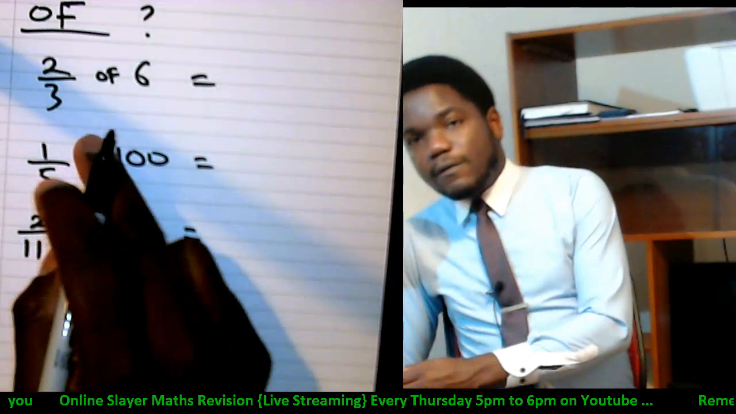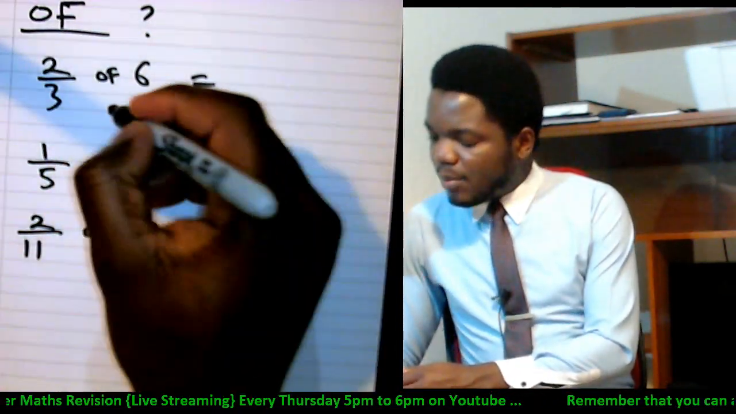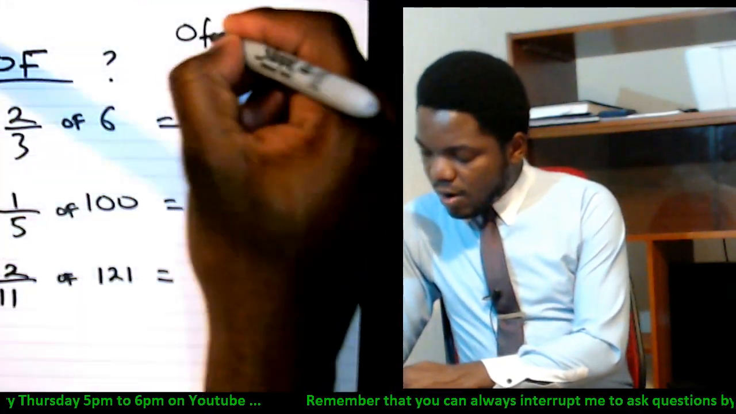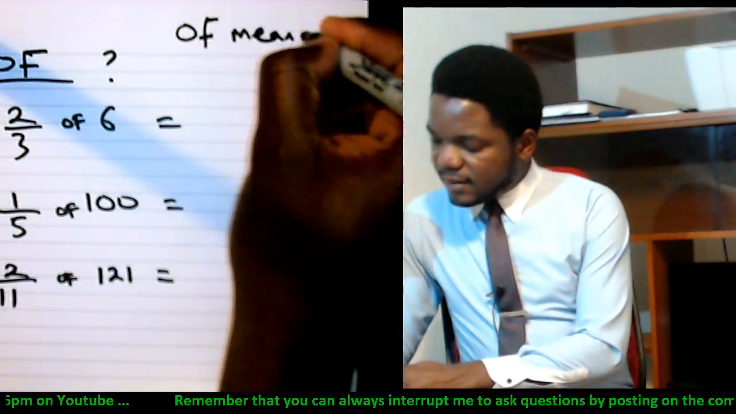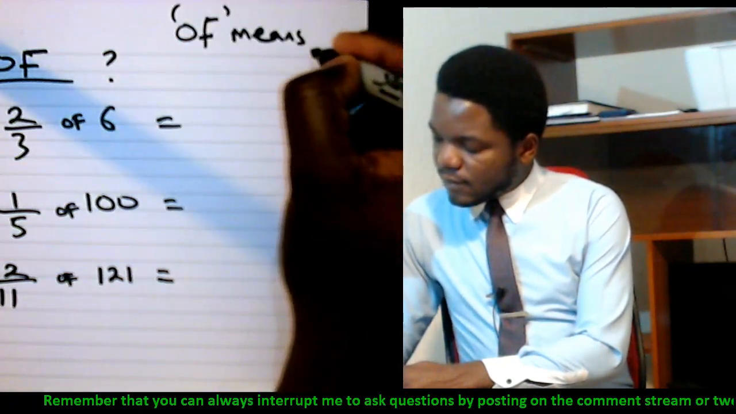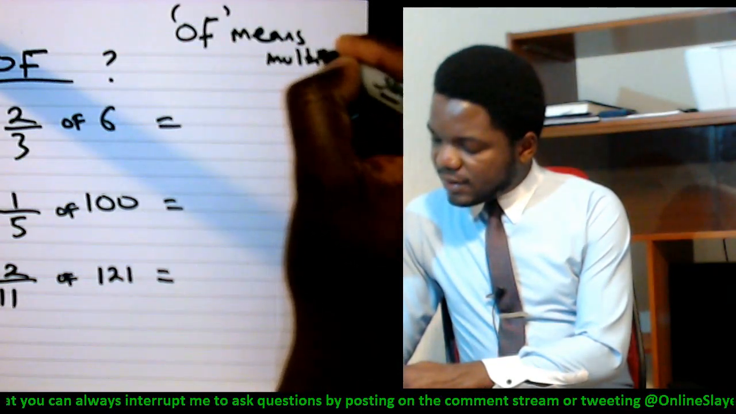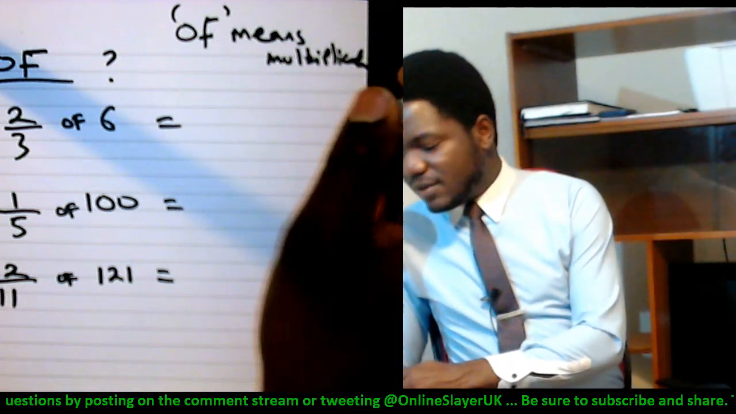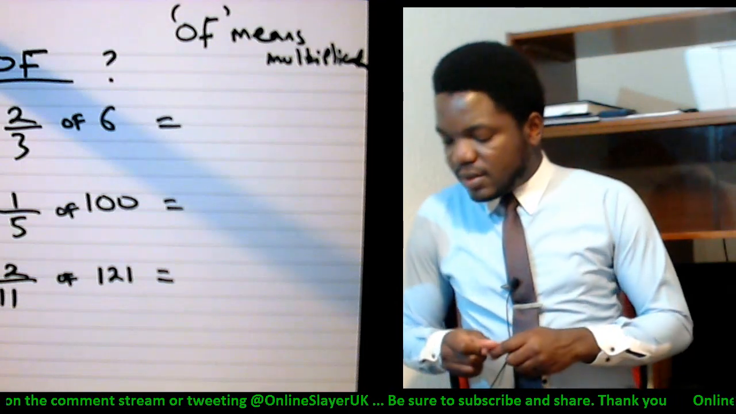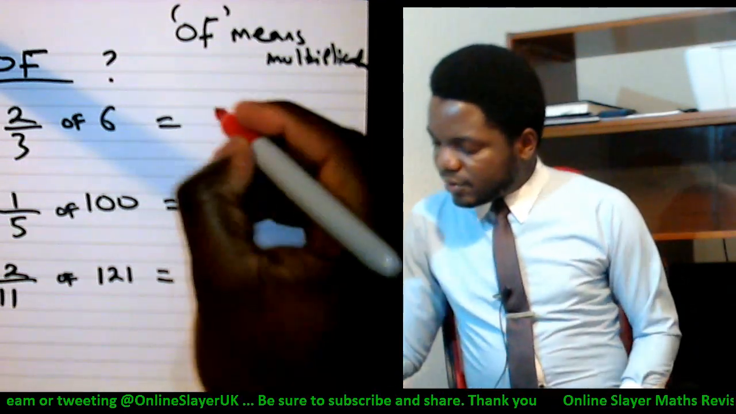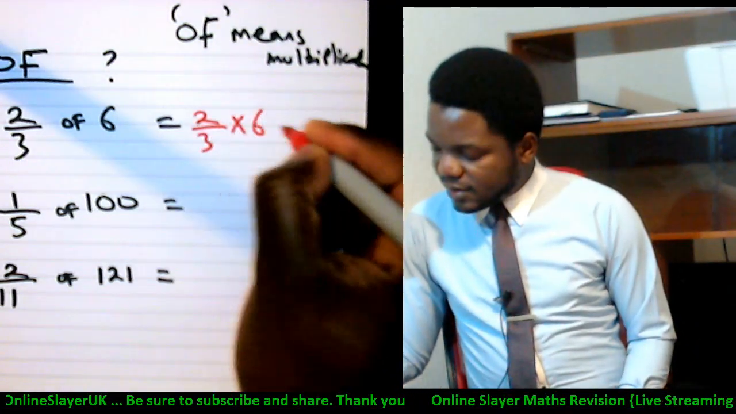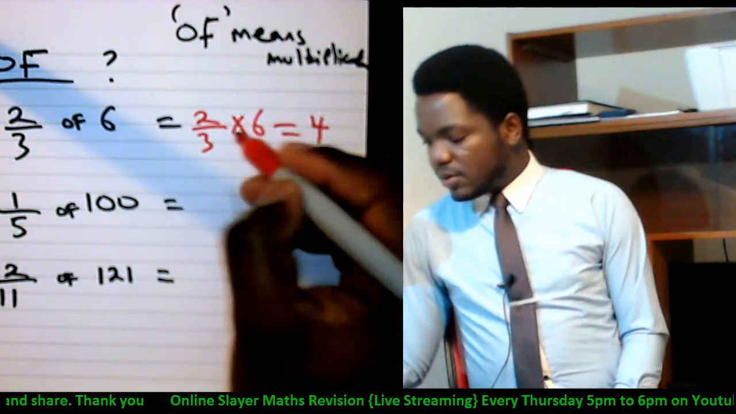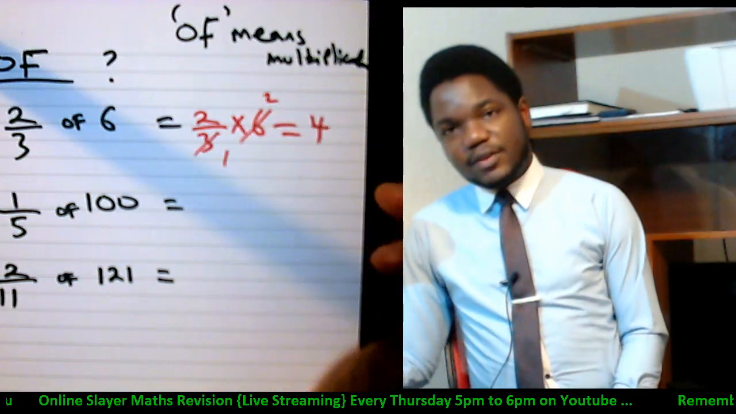When they say "of", it also means multiplication. Okay, that's the secret. "Of" means multiplication. Sorry, I cannot write that fully. So in this question, it's simply asking you to do 2 over 3 times 6. And that is going to be 4, because 3 here is 1, 3 here is 2, right?